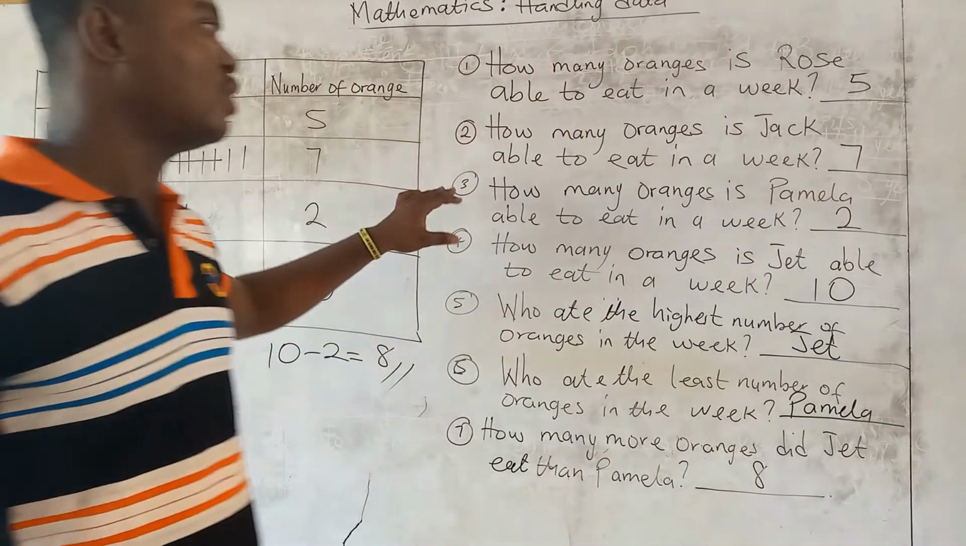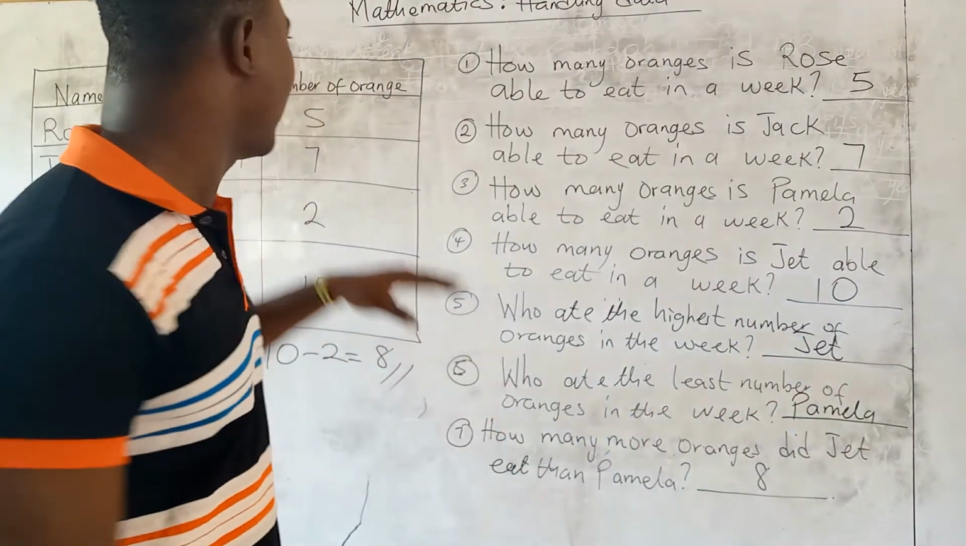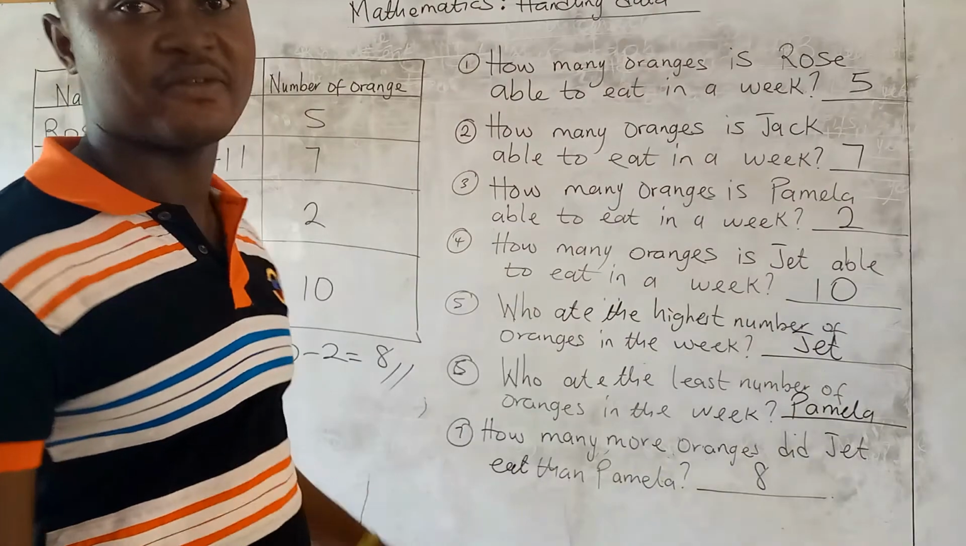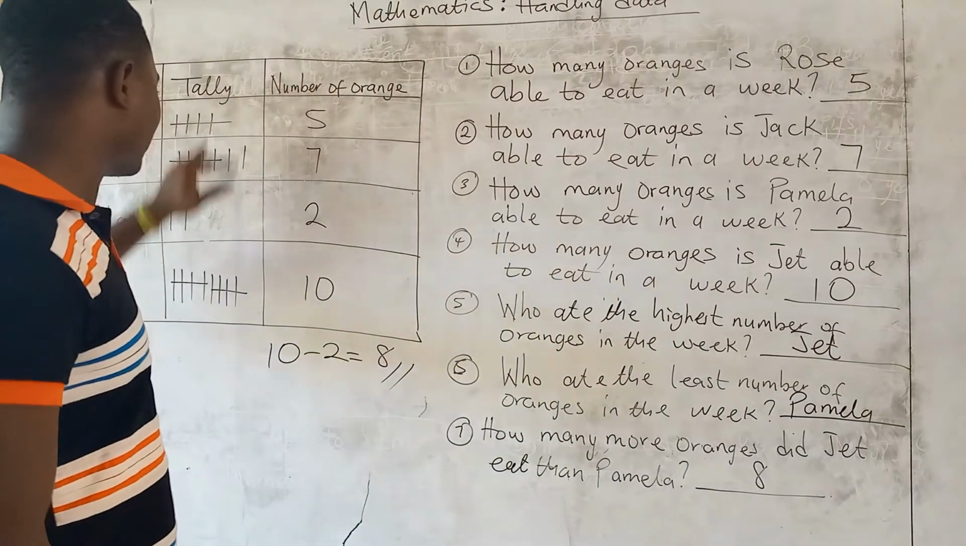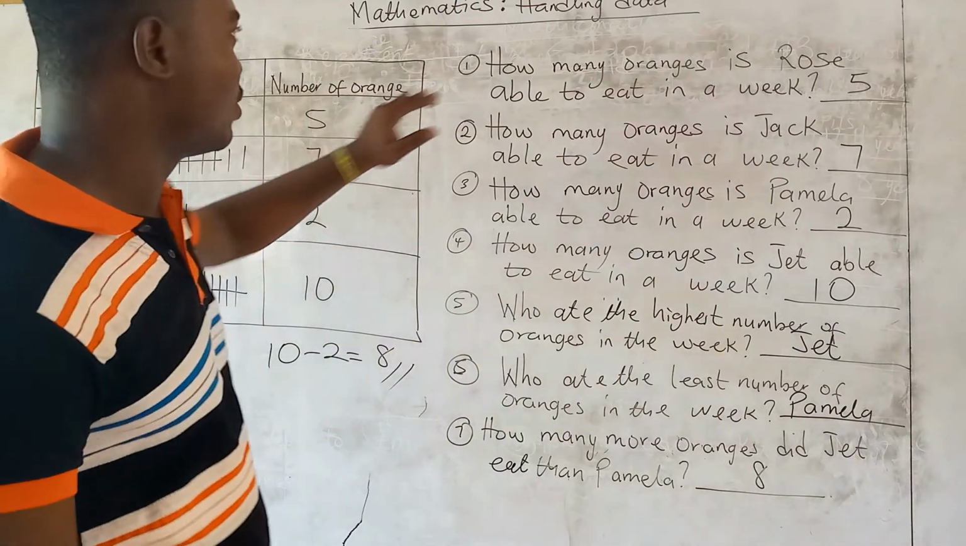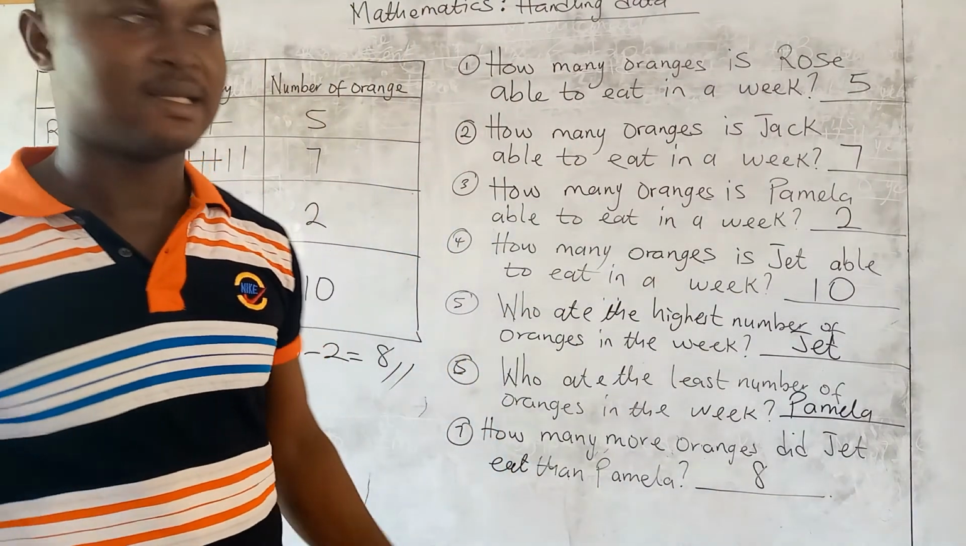So we have looked at 2 examples. We look at a situation where the data is represented on a graph, we use it to answer questions. And then we look at a situation where it is on a frequency table, and then we use it to answer questions. I hope I'm able to help you understand collecting and handling data.